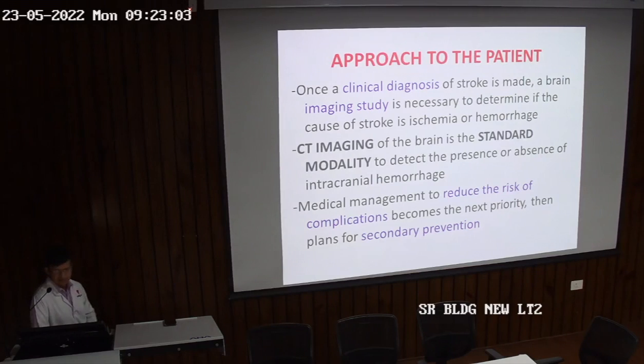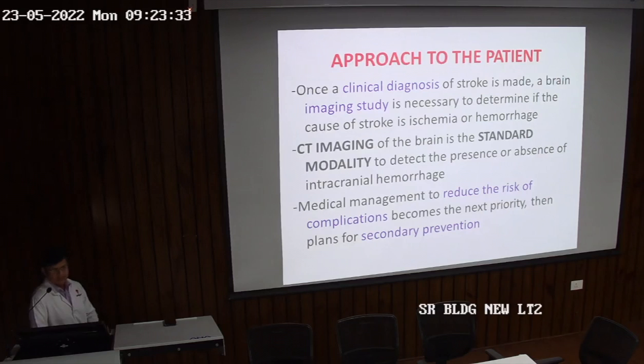To differentiate between these two, we require a brain imaging study, because the treatment differs in both of these. In hemorrhagic stroke, our main focus is on BP reduction, while in patients of ischemic stroke, our main focus is thrombolysis, which can be done either by a procedure, that is mechanical endovascular thrombectomy, or through recombinant tissue plasminogen activator.